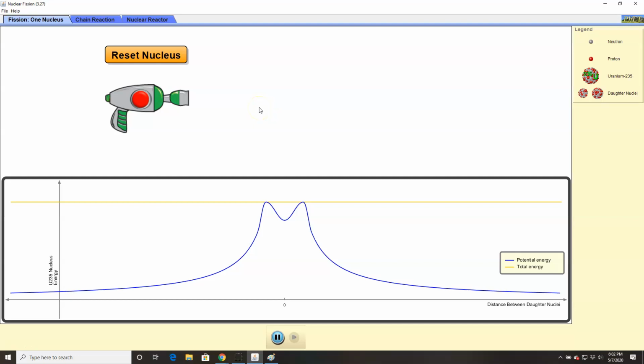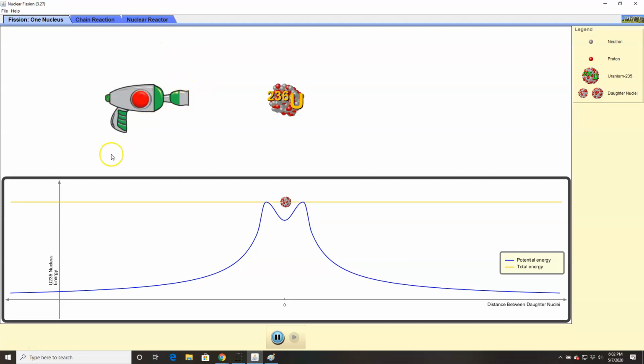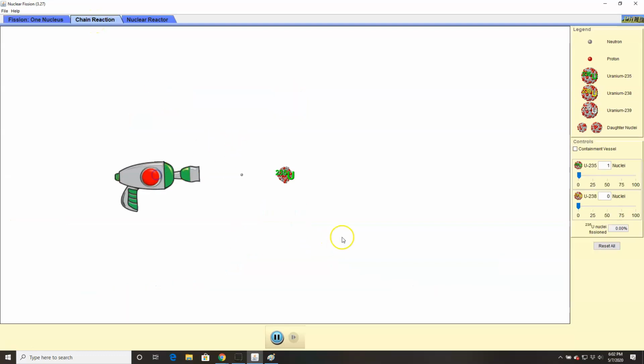The reason why there's a release in energy is it turns out that the two smaller nuclei that you saw go to the right and left of the screen actually had slightly less mass, along with the 3 neutrons. All of those 5 things combined, the 2 nuclei and the 3 neutrons, have slightly less mass than this uranium-235. And the loss in mass is released in the form of energy. E equals mc squared.